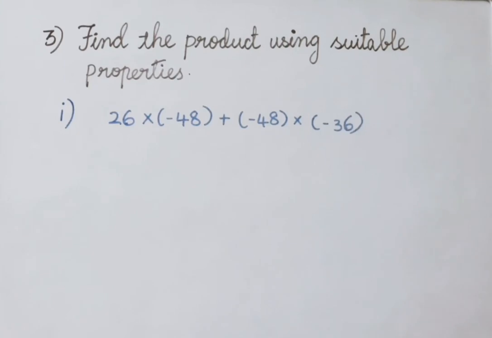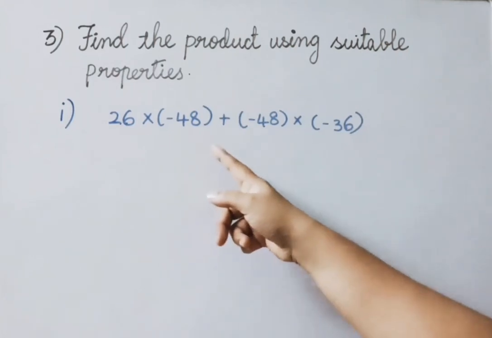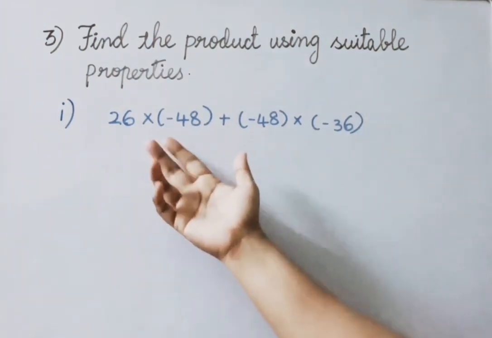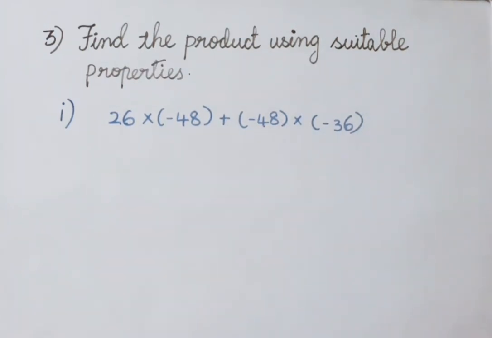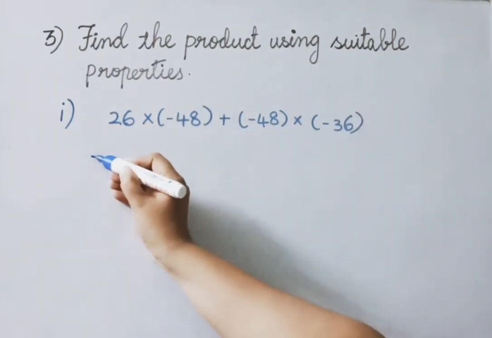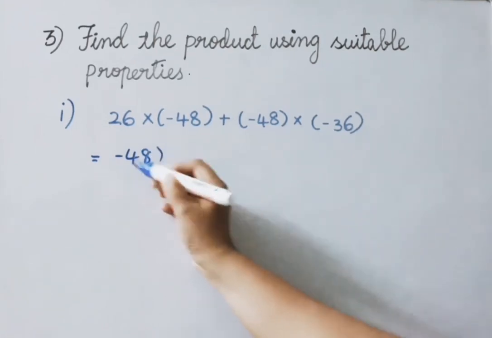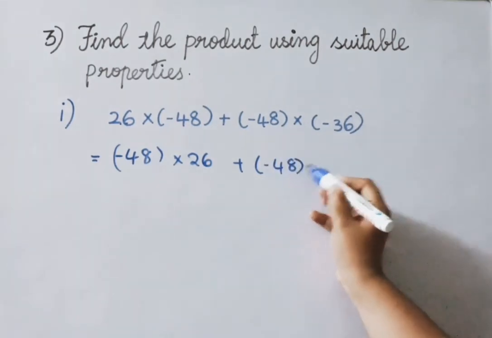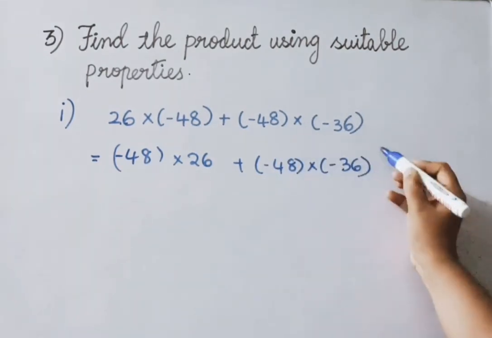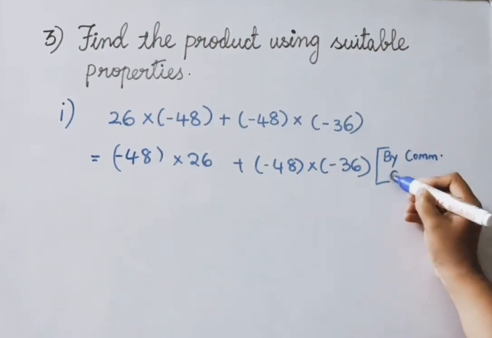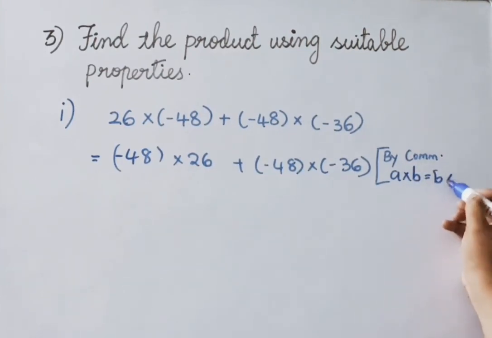See now the third sum. Find the product using suitable properties. So the first one, 26 into minus 48 plus minus 48 into minus 36. Here I am going to apply the commutative property, that is A into B can be written as B into A. So write down minus 48 into 26 plus minus 48 into minus 36. Which property did we apply here? By the commutative property, A into B equals B into A.